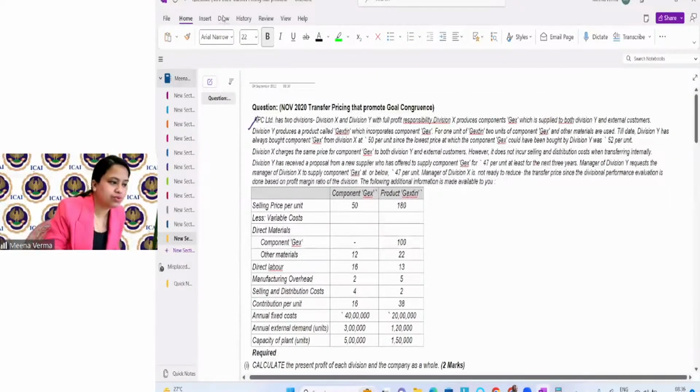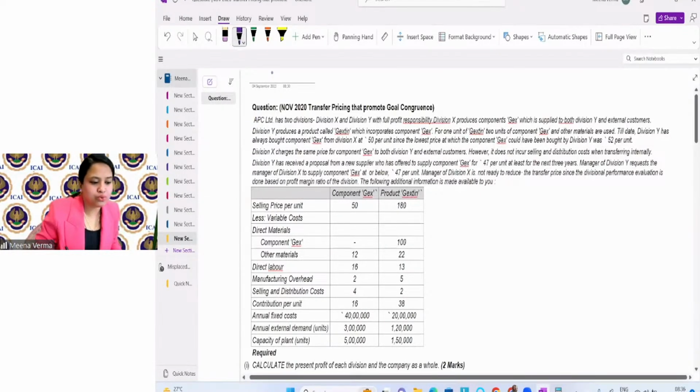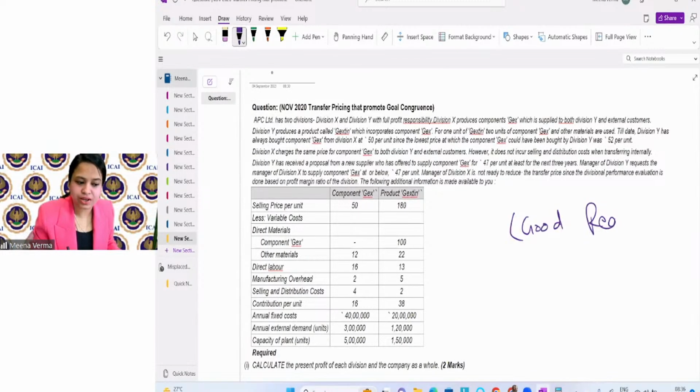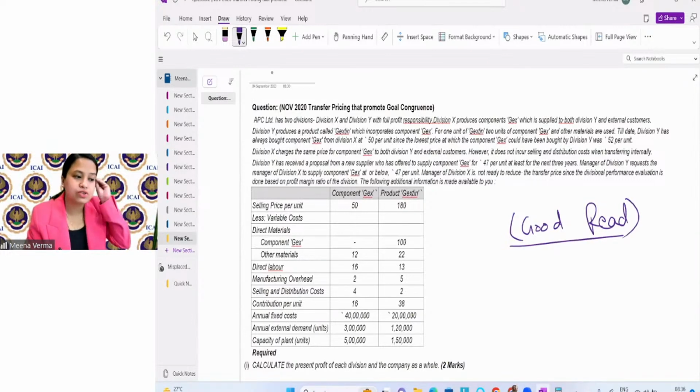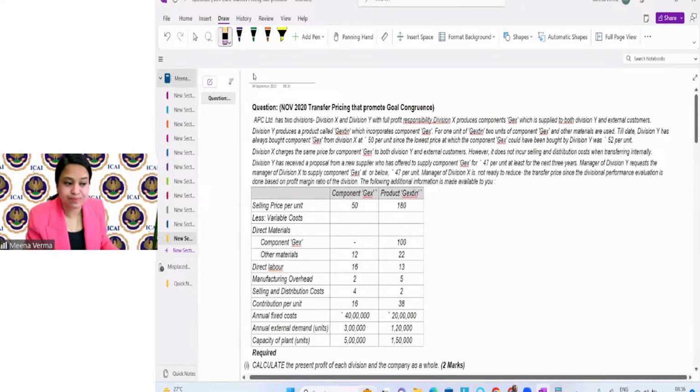Actually, reading is also a habit. So you will manage to solve the question if you do good reading. If you read the question very carefully, you will understand the question very carefully. Then when you solve the question, you will find it very simple to solve, right? So when you're solving the question, first focus on understanding the question. Read it.